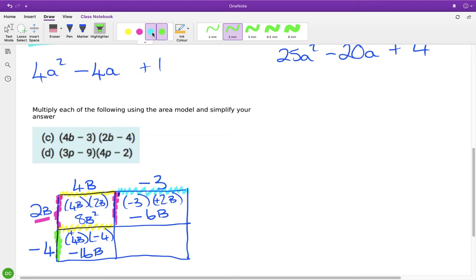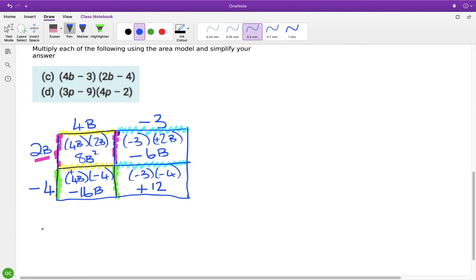Okay, and then the last one, so the top of this is the minus 3, so I use the blue, and the side of this is minus 4, so I use the green. So the top was minus 3, the side was minus 4, the two minuses, same sign, make a plus, and 3 times 4 is 12. Okay, so taking out each box, I get 8b squared minus 6b minus 16b and plus 12.